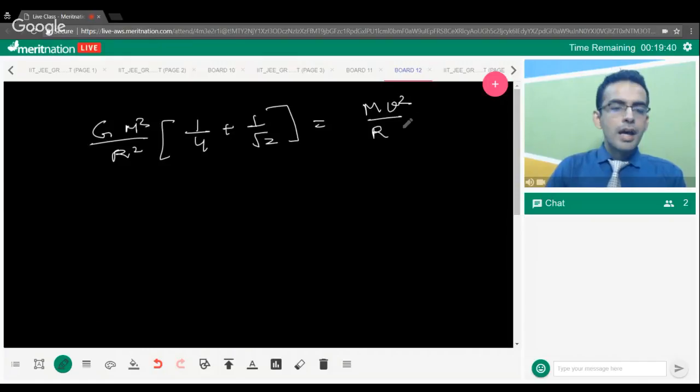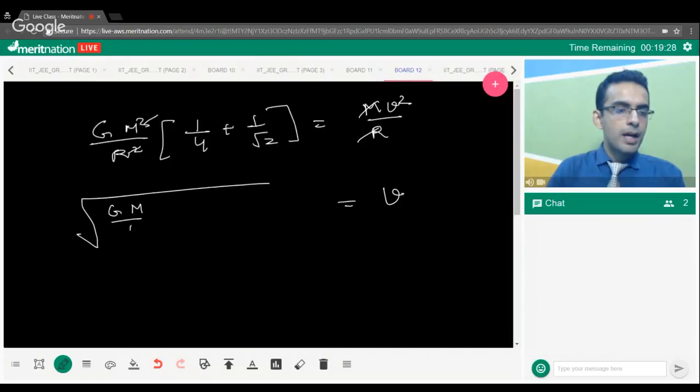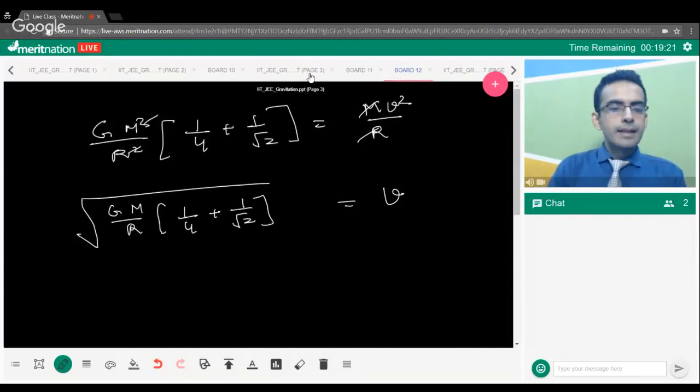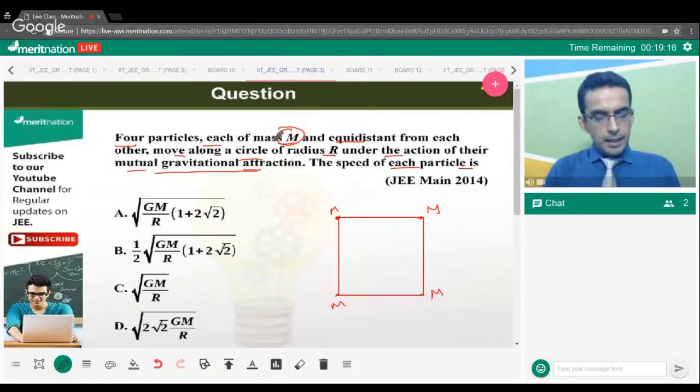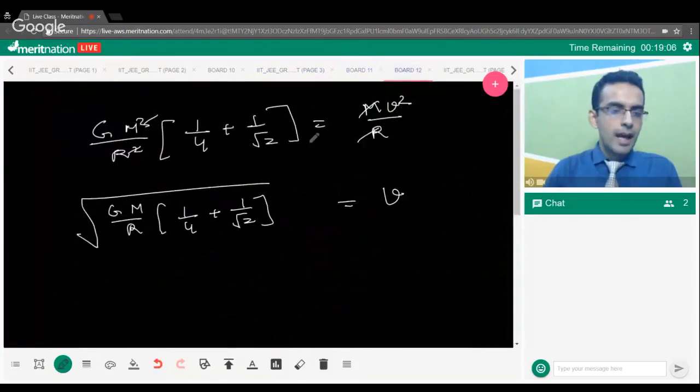And from here, you can easily say R and R can be cancelled. m can be cancelled. So v is equal to square root of Gm by R into 1 by 4 plus 1 by root 2. So in the question, let's see the options. So students, you can understand that option 2 fits the best. You can easily adjust it like that.